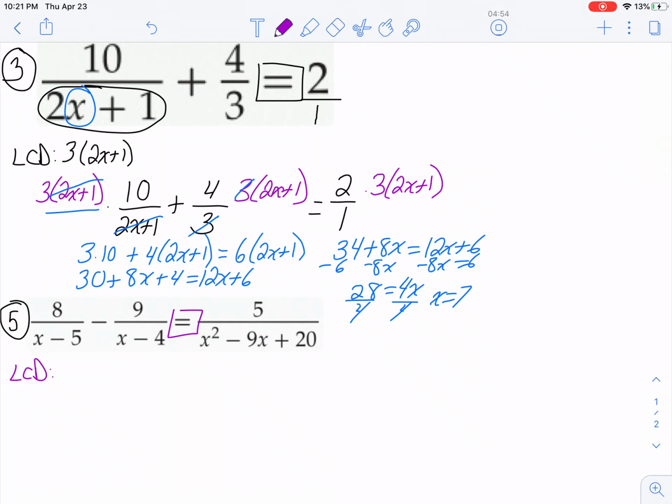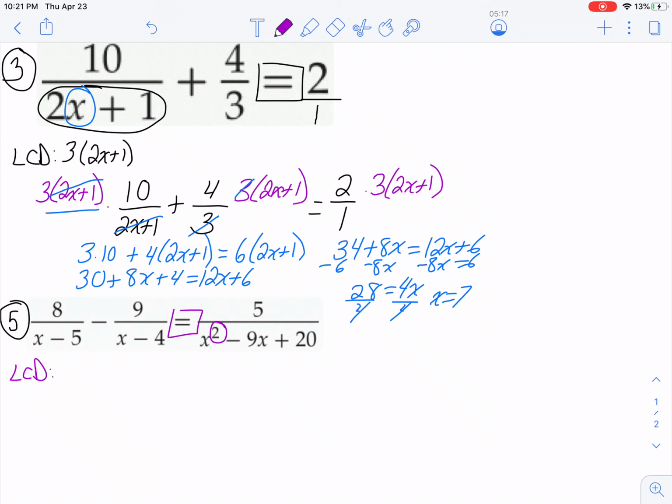I cannot factor any further, so I don't need to factor my denominators. The reason I know I don't need to factor it is because my x in this 2x plus 1 does not have an exponent on it. Down here, I see a squared on my x. That's giving you a hint, hey, you can probably factor that. You need to factor this before you go ahead and find your LCD.